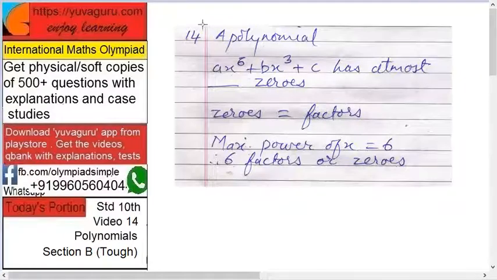Let's start. A polynomial ax^6 + bx^3 + c has at most dash zeros. Zeros means factors basically, or roots. So at most how many factors will it have? Sure. What is the degree of this expression? Degree means the highest power of x. So what is the highest power of x? 6. The degree, whatever the degree is, the same will be the number of factors. So the maximum power of x equals 6. So 6 factors or zeros or roots, whatever you call it.